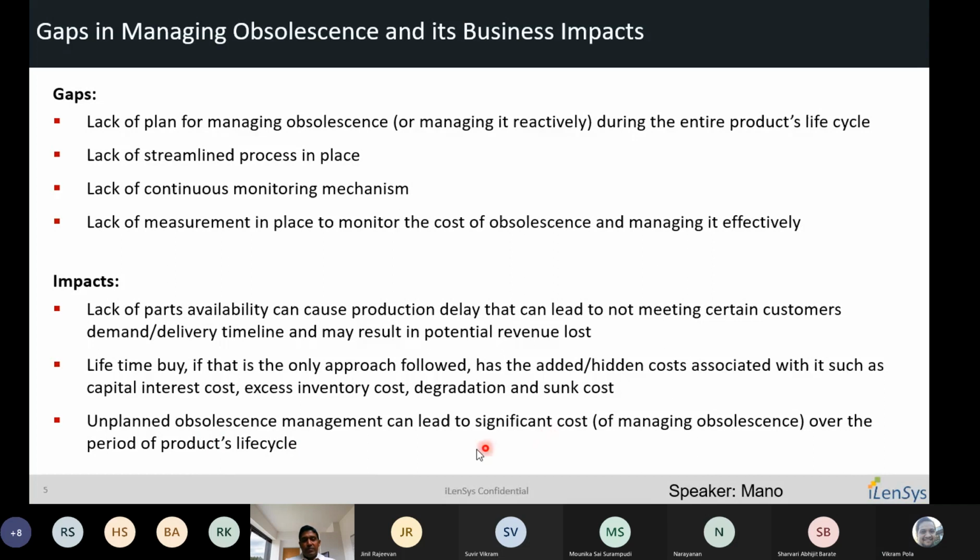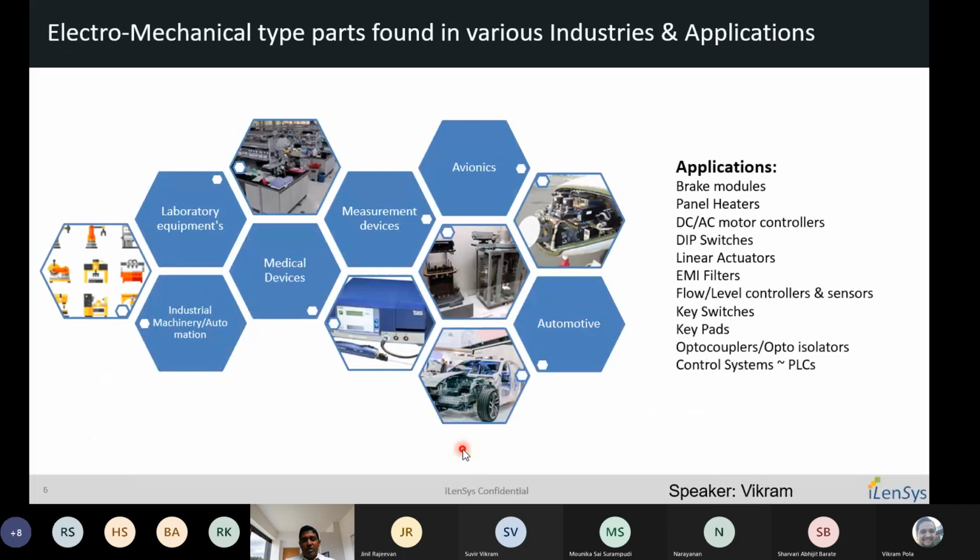With that, we can move to the next slide, and I will invite Vikram Pola to present today's topic, the electromechanical components, and how we handle electromechanical components. Vikram, please go ahead.